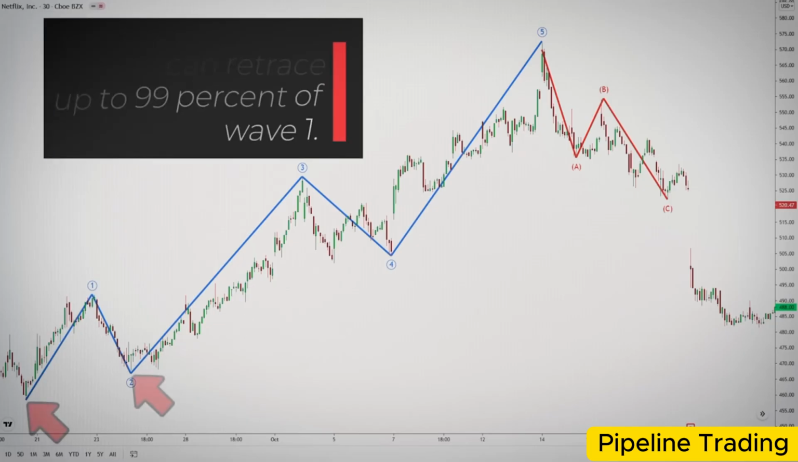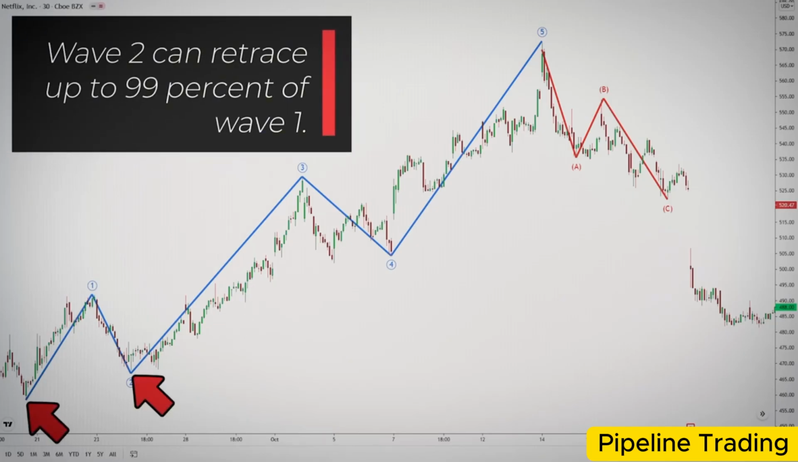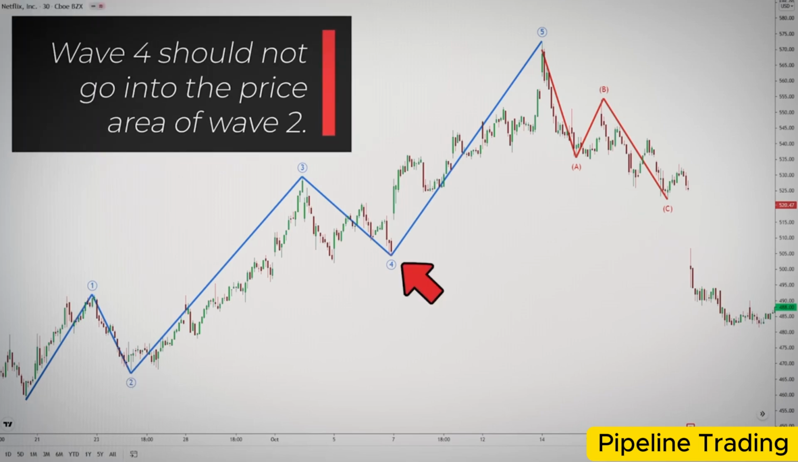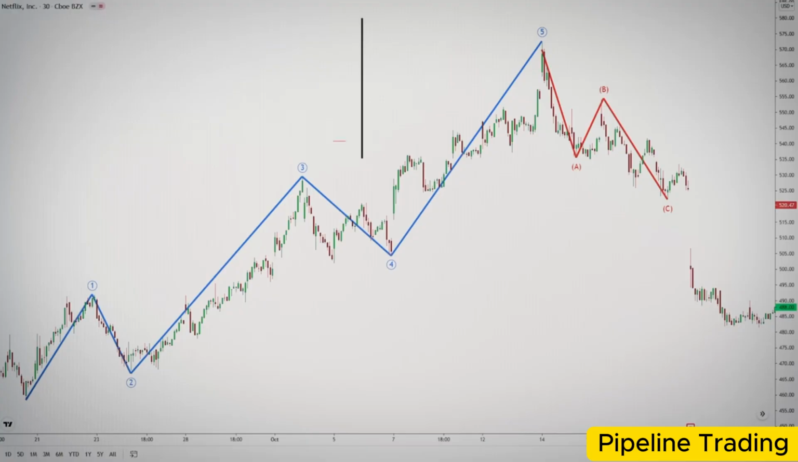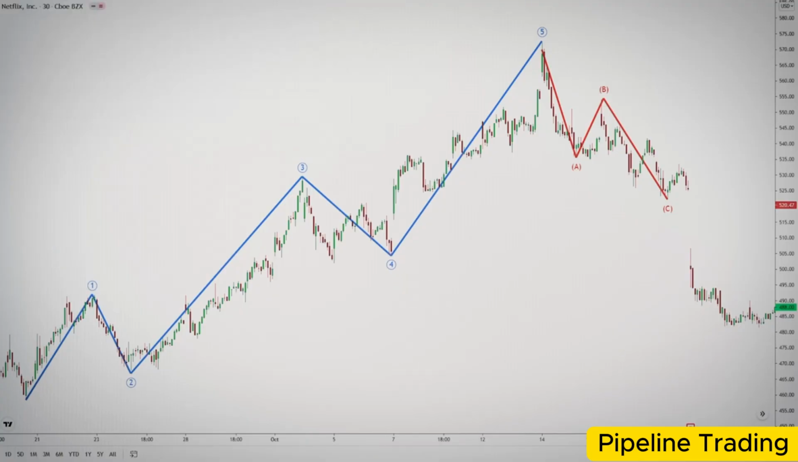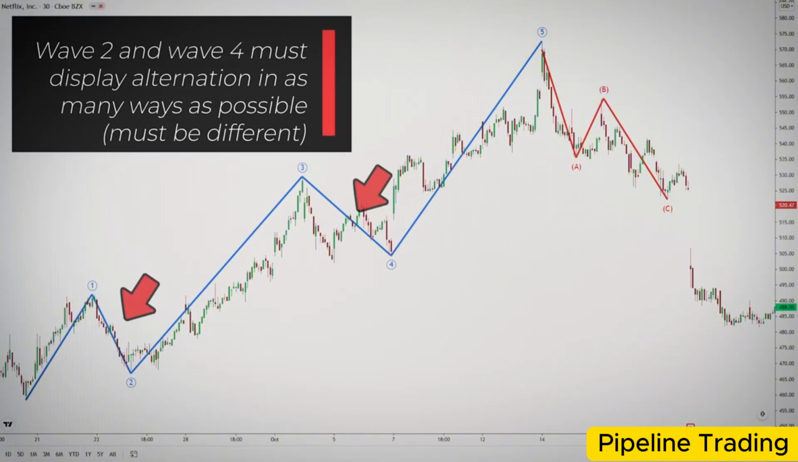Wave 2 can retrace up to 99% of wave 1. Wave 4 should not go into the price area of wave 2. Wave 4 never enters the price territory of wave 1. Wave 2 and wave 4 must display alternation in as many ways as possible. That is, wave 2 and wave 4 must be different in as many ways as possible.